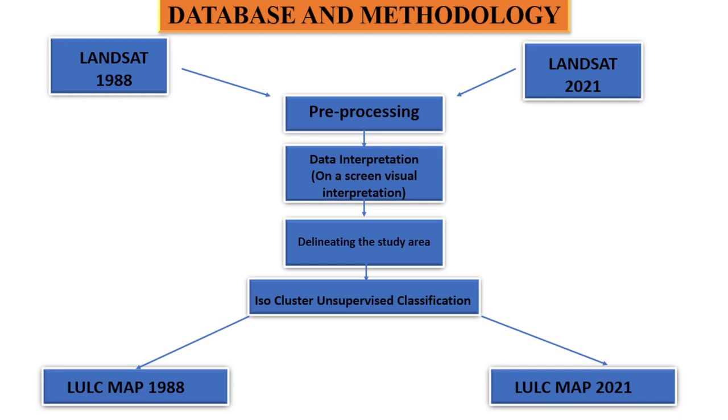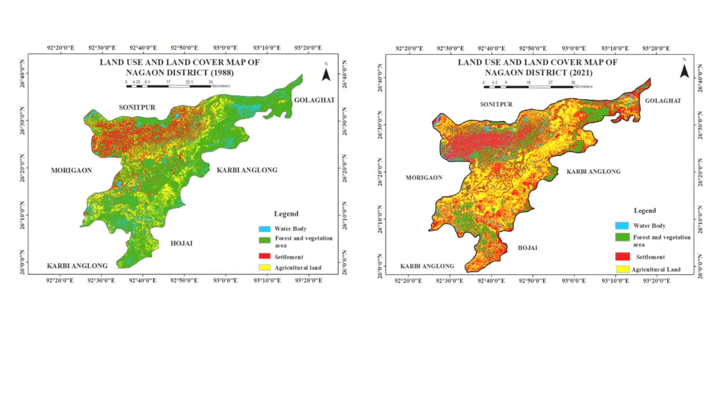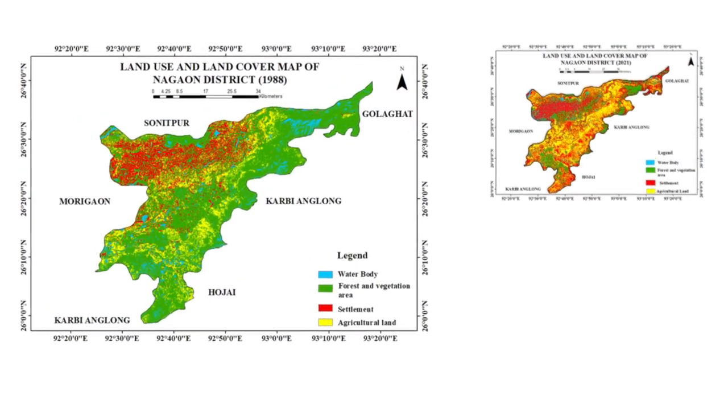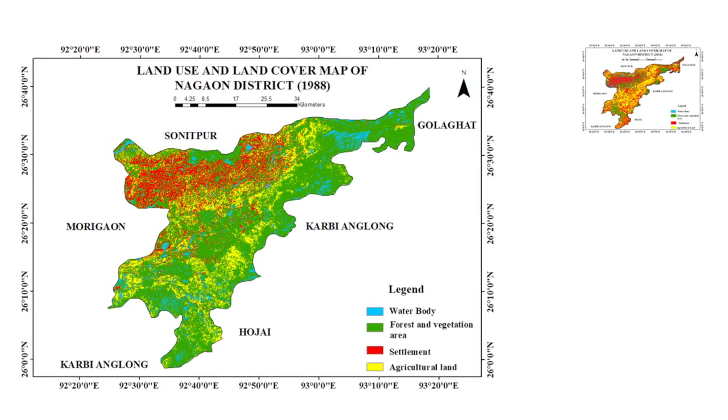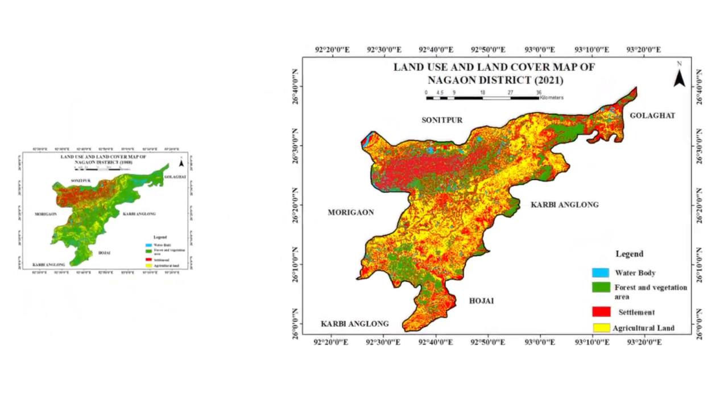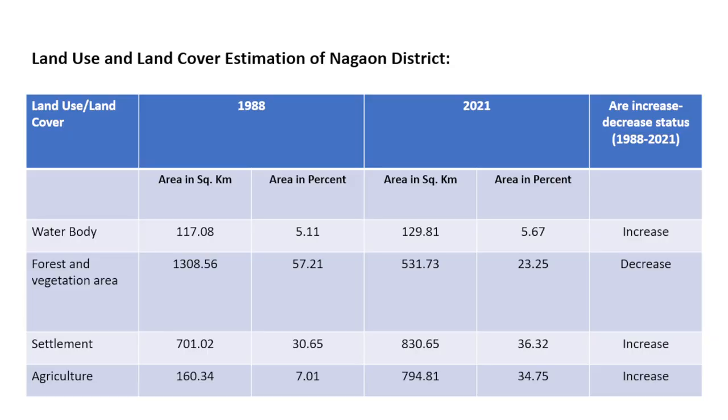The table provided illustrates the changes in land use and land cover in the Nagaon District from 1988 to 2021. It captures four primary land use categories: water bodies, forest and vegetation, settlement, and agricultural land, showing their areas in square kilometers and their corresponding percentage of the total area for both years.